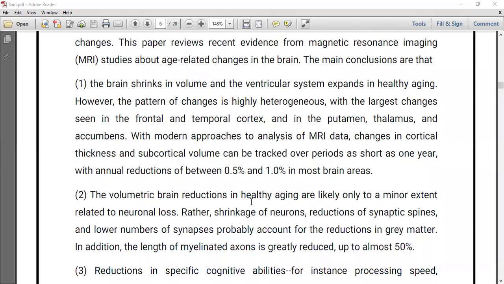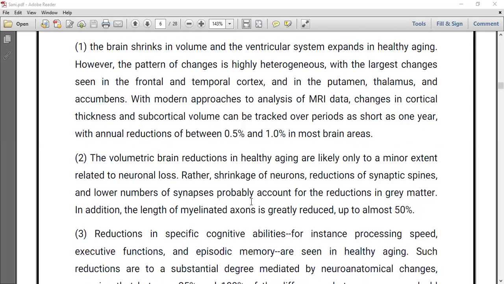With modern approaches to analyzing MRI data, changes in cortical thickness and subcortical volume can be tracked over a period as short as 1 year, with annual reduction of between 0.5% and 1.0% in most brain areas.